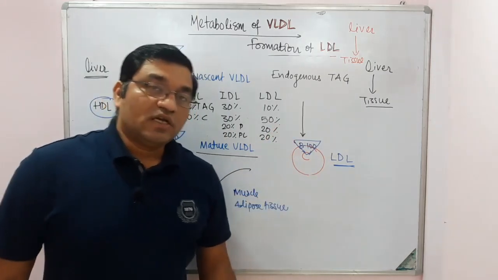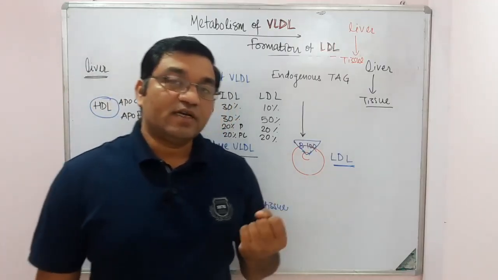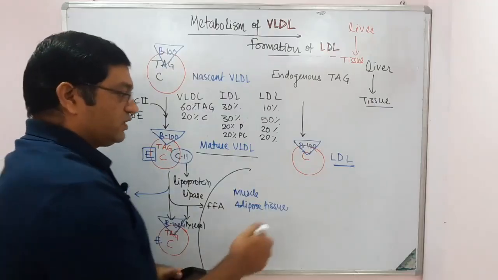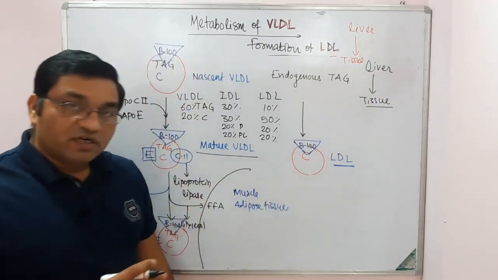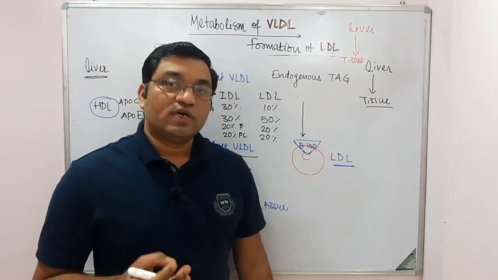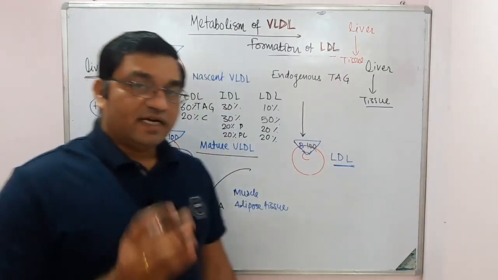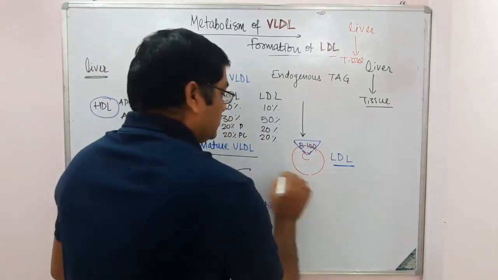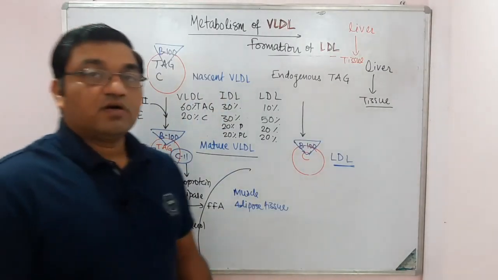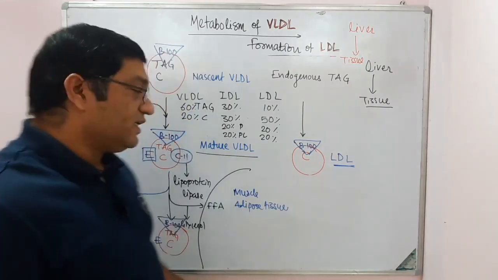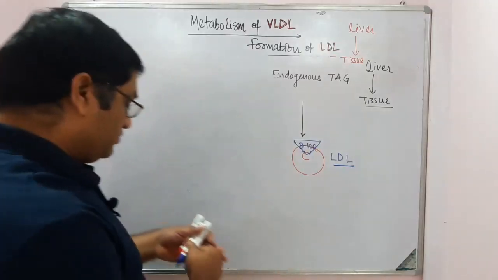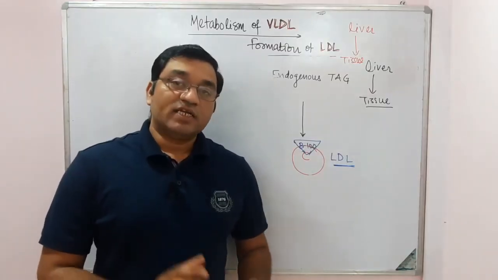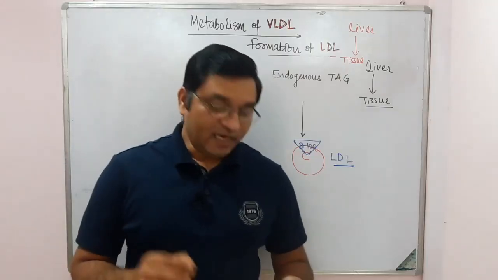Now LDL is taken up by the peripheral tissues and the liver. It is metabolized mainly in the liver, adipose tissue and adrenal gland. Now coming to the uptake of LDL. In the uptake of LDL, it is specifically with the help of one protein known as clathrin, and the process is known as receptor mediated endocytosis.